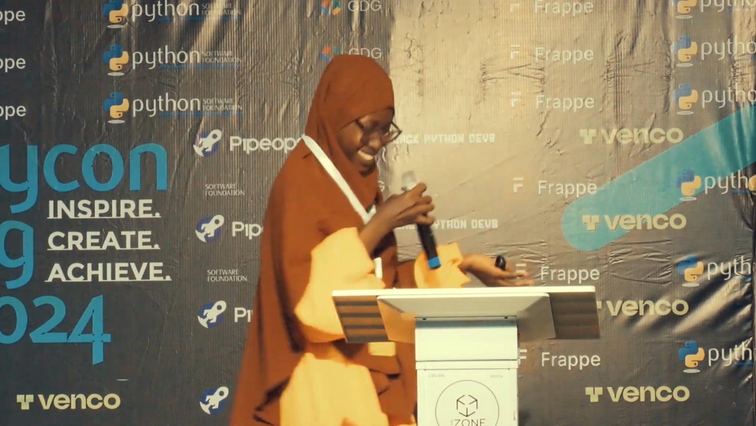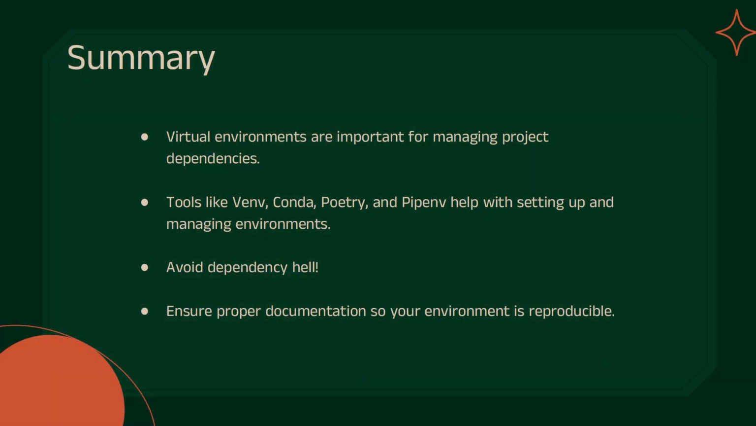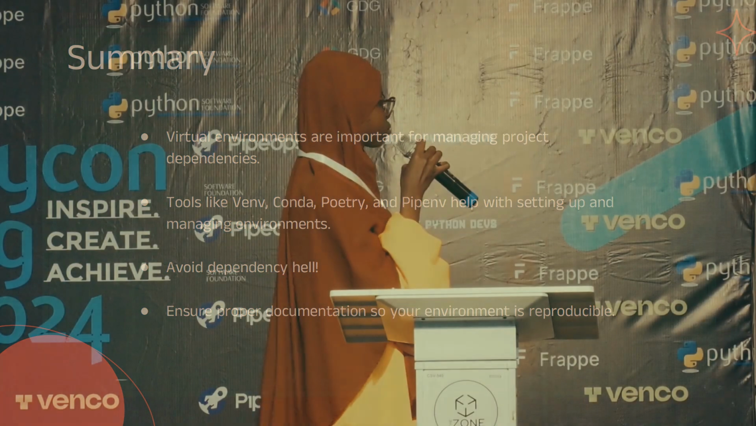Okay, so let me just quickly round up. So a brief summary. Virtual environments are important for managing project dependencies. Tools like venv, Conda, Poetry, and pipenv help with setting up and managing environments. Avoid dependency hell. Ensure proper documentation so your environment is reproducible.